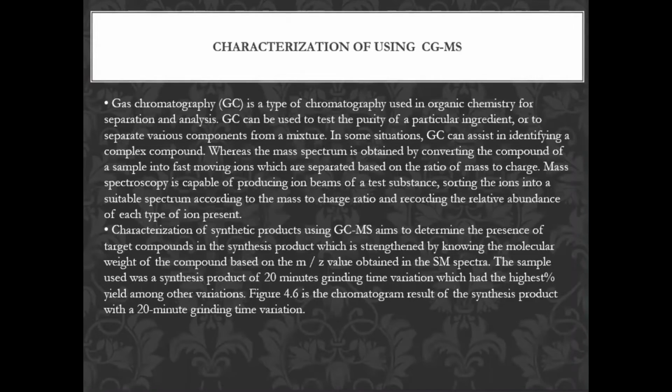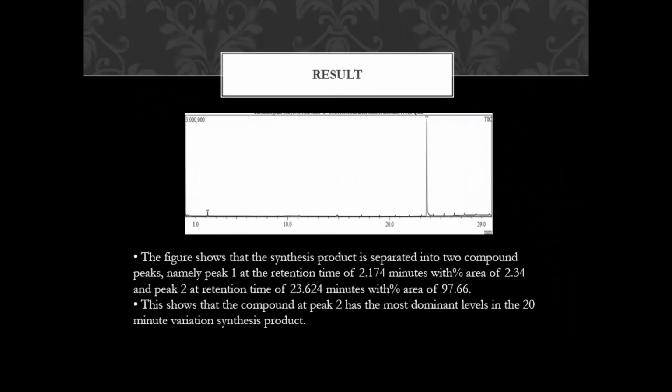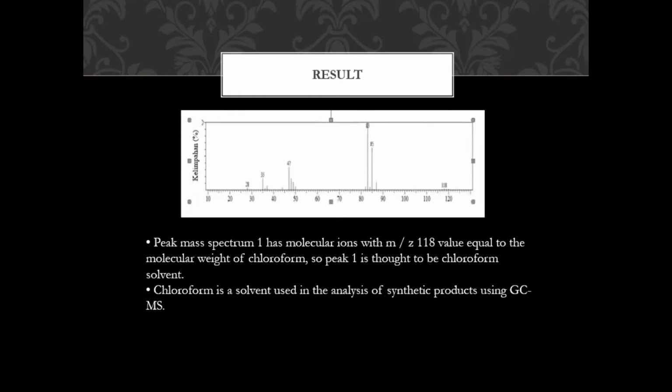The result of characterization using gas chromatography mass spectroscopy in the study were obtained at peak 1 at the retention time of 2.174 minutes with percent area of 2.34 and peak 2 at a retention time of 23.624 minutes with percent area of 97.66. The mass spectrum of peak 1 has a molecular ion with a mass-to-charge ratio of 118, equal to the molecular weight of chloroform, so peak 1 is strongly suspected to be the chloroform solvent.